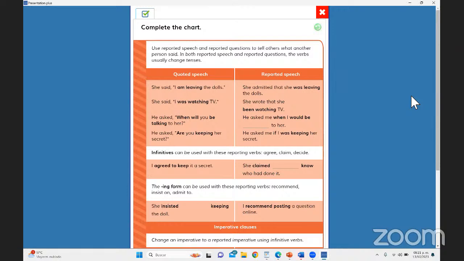Use reported speech and reported questions to tell others what another person said. In both reported speech and reported questions, the verb usually changes.